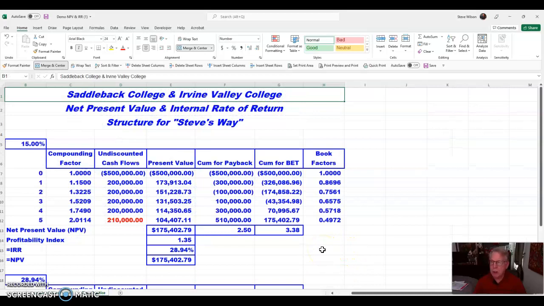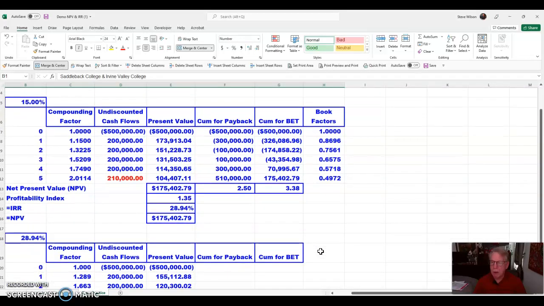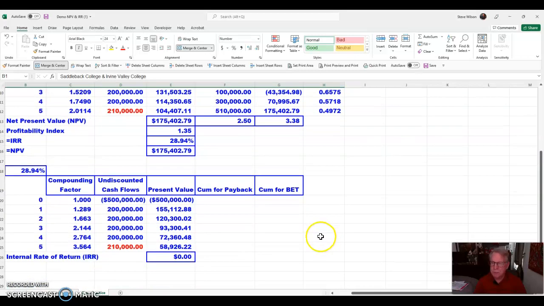Here, don't forget, if there is a salvage value in your problem, be sure to add it here in the undiscounted cash flows. Here there was a $10,000 salvage value. So you can see I've added it here to the end of these salvage values. Okay.